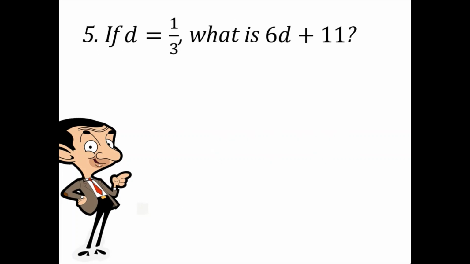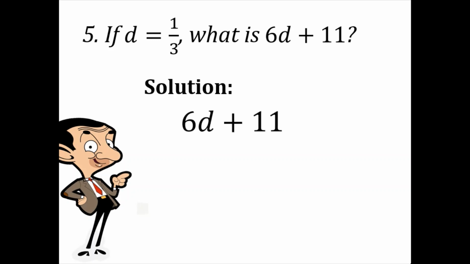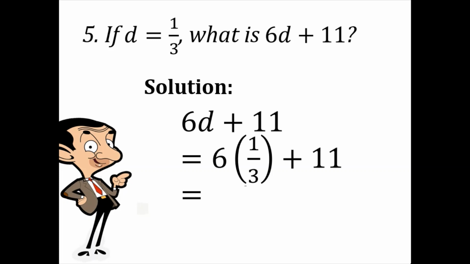Lastly, if d equals 1/3, what is 6d plus 11? 6d plus 11 becomes 6 times 1/3 plus 11, and 6 times 1/3 equals 2, because 6 times 1 is 6 divided by 3, that's equal to 2. Plus 11 equals 13. So the value of 6d plus 11 is 13 when d equals 1/3.